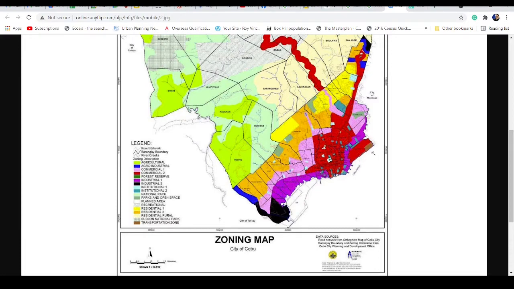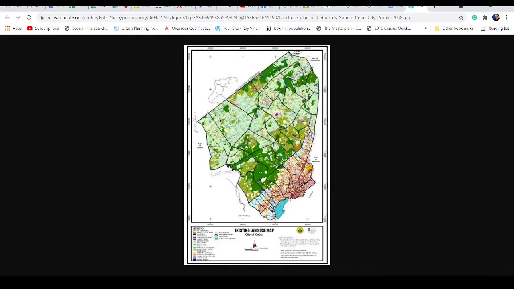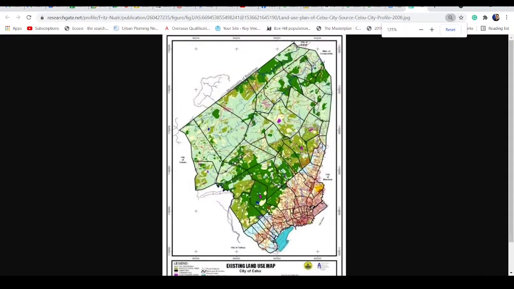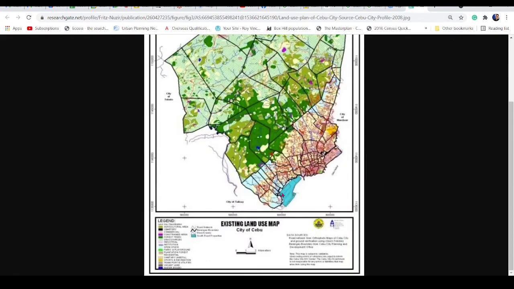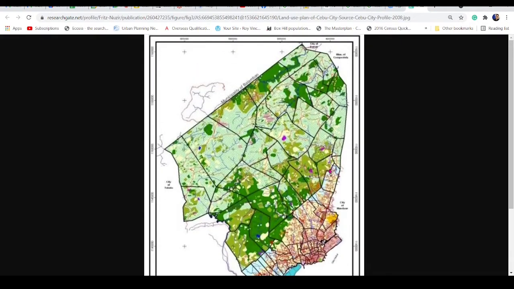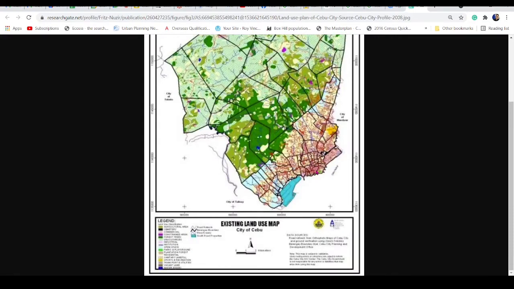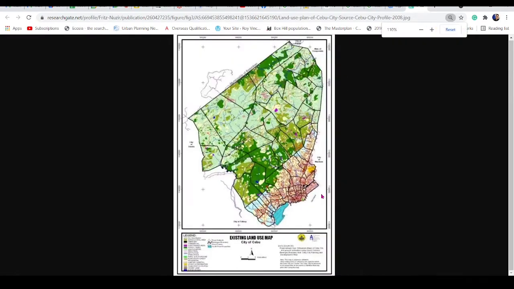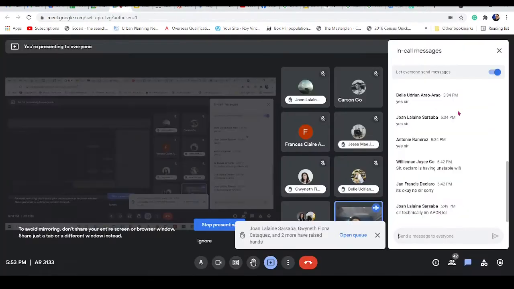This is the South Reclamation over here, a planned area, so it has a different zoning. And if you look here in the existing land use map, it's very small. So that's something that's really lacking in Cebu City. We need updated and publicly available maps, because nobody knows what's going on in the city anymore. We have a general idea, but we need more details so that we can make better decisions for Cebu City. So let me check the chat real quick.